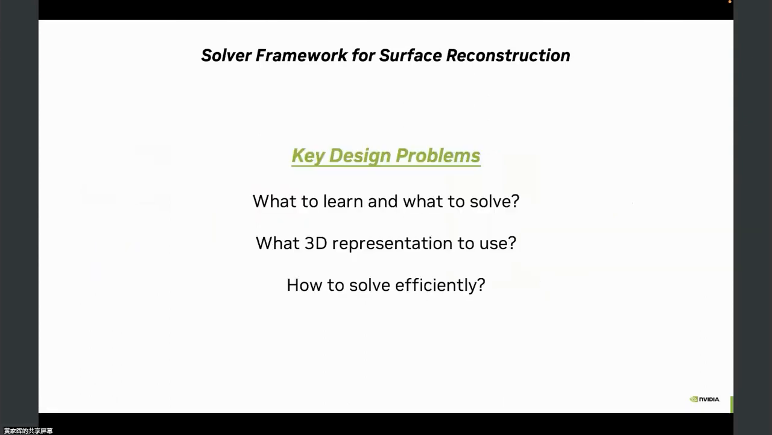So the key design problems here: because we want to combine a learning and solving scheme, there are three key problems. The first one is what to learn and what to solve. How do you combine the features from these two worlds? And then what kind of 3D representation you want to use. And thirdly, once you've constructed an energy minimization problem, how to solve it efficiently so that it could reach a similar performance as standard feed-forward neural networks.